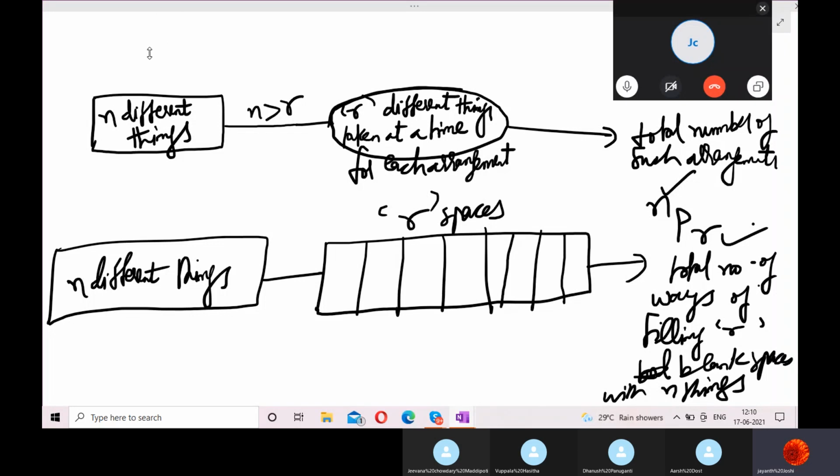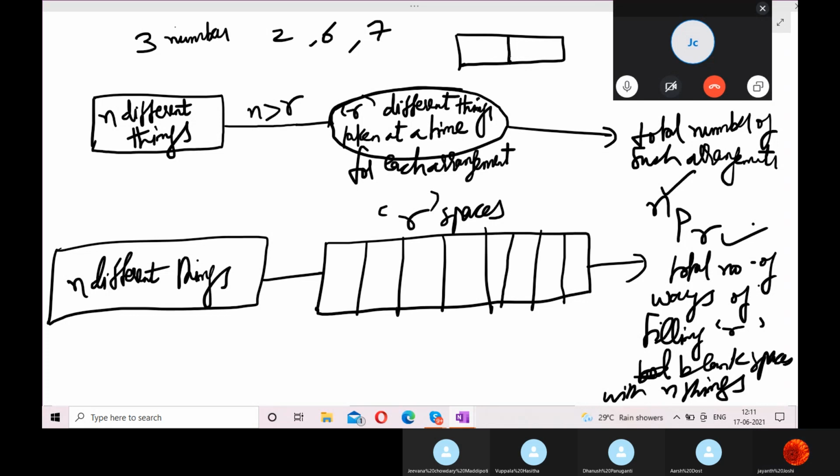You know, in our example we had n things, that is 3 numbers: 2, 6, 7. And how many digit numbers were we supposed to make? 2-digit numbers. How many spaces did we have? 2 spaces. Correct or wrong? All of you please tell me. So you had n different things and r spaces, that is 2 spaces.